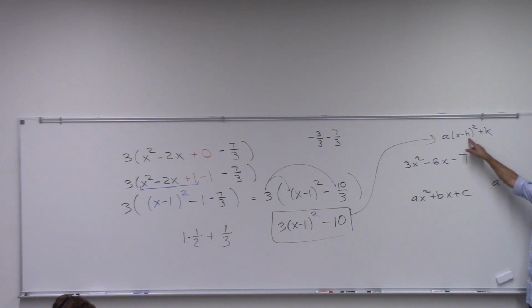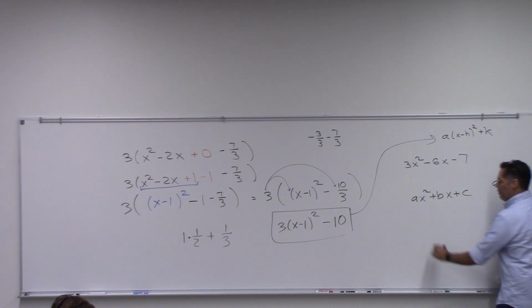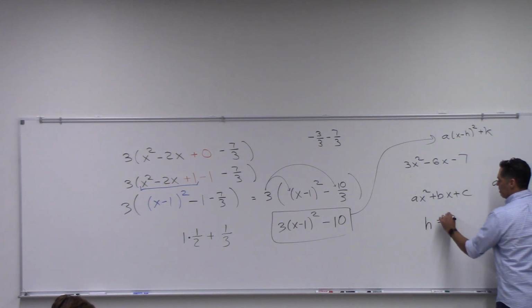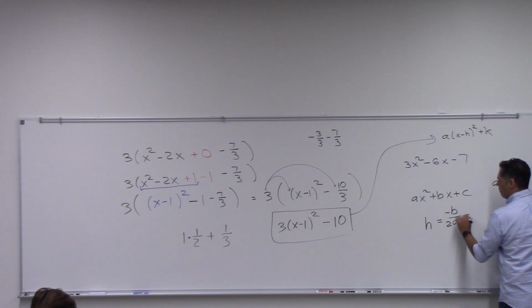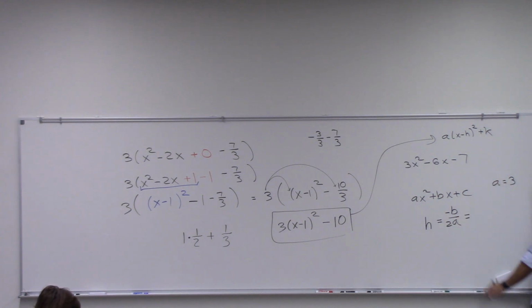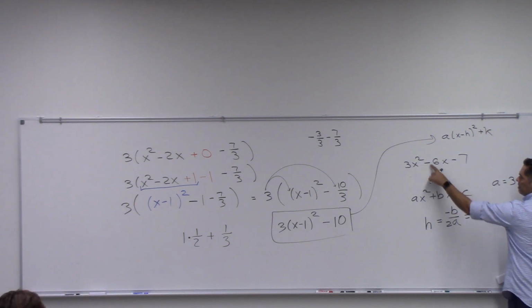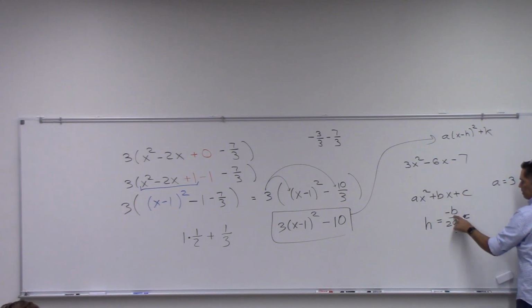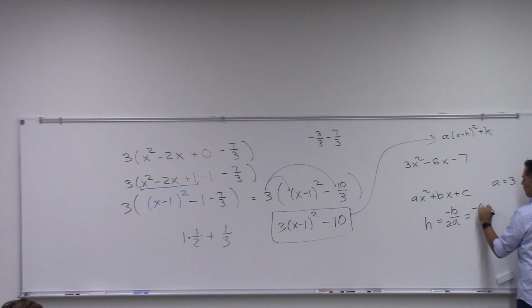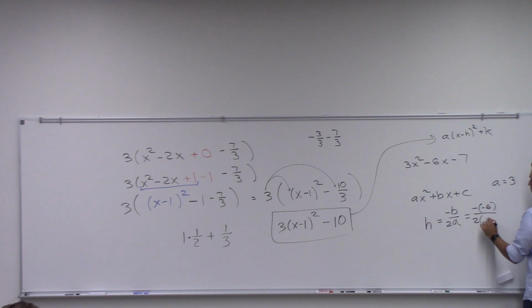Now, all you need is H and K, right? Well, I gave you a formula for H. What's H? Negative B over 2A. Look in your notes. What's negative B for us? So B is negative 6, right? What's negative B? Negative 6, over 2 times A. What's A? 3. So this is 6 over 6 is 1, right? So H is 1. Okay?